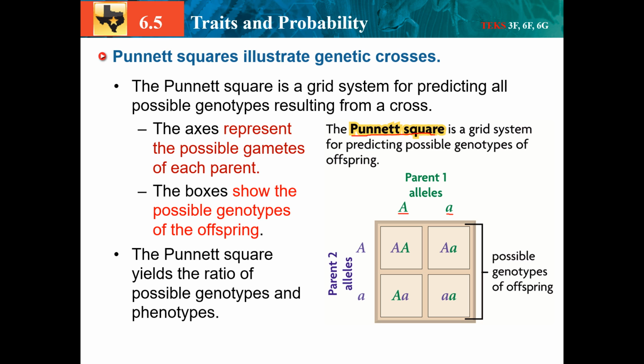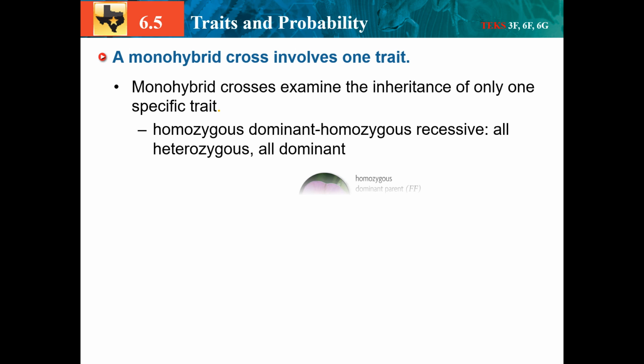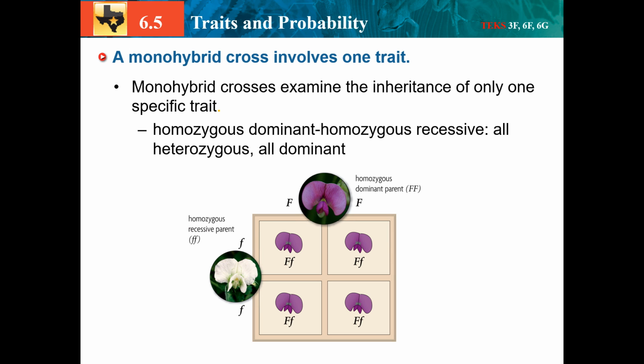The idea of a ratio is something I'll explain just by going through different Punnett squares, and you'll get an idea of what I mean by that. All right, a monohybrid cross involves one trait. A monohybrid is whenever you're using a Punnett square to cross two parents, one plant and another plant, and you're only examining one specific trait.